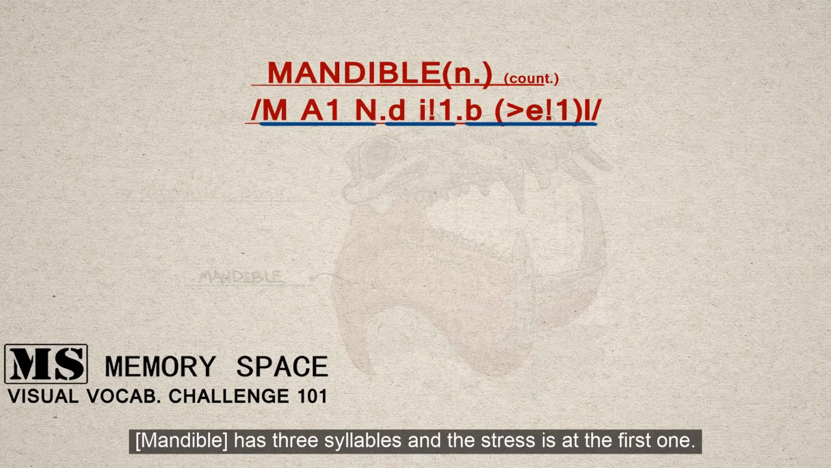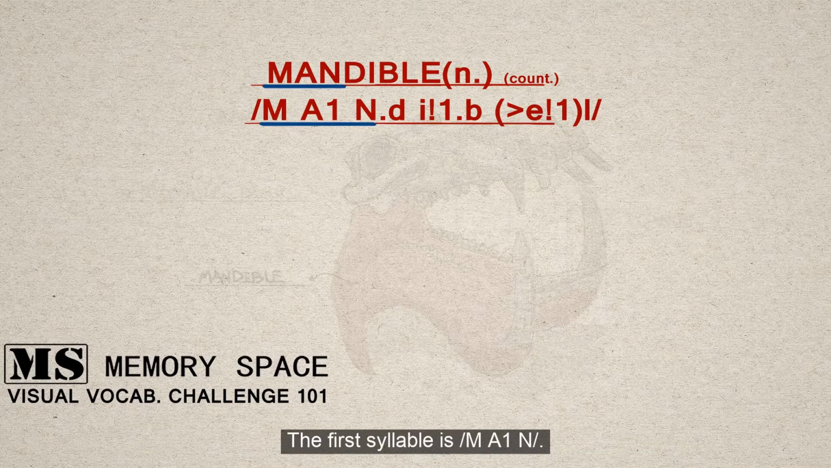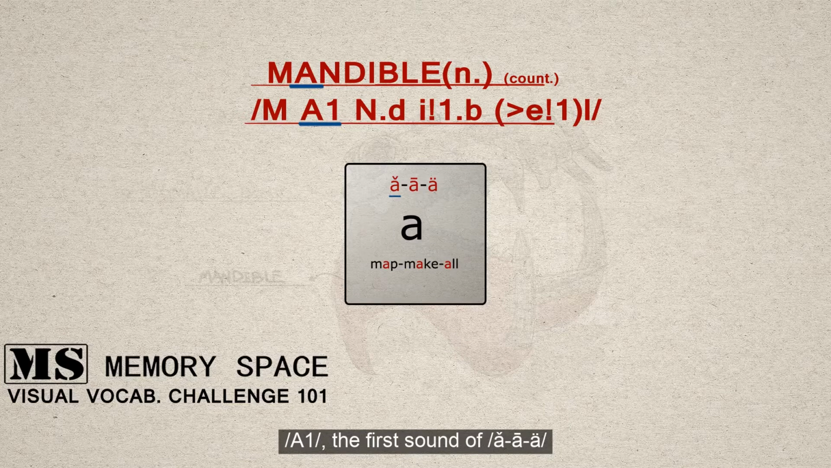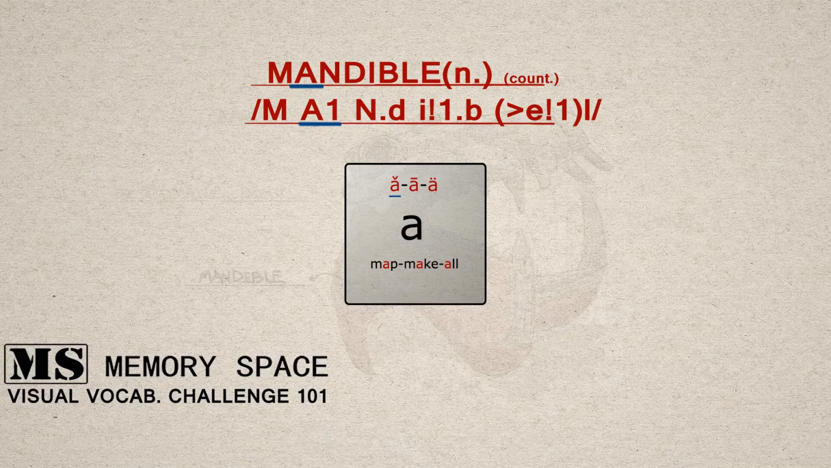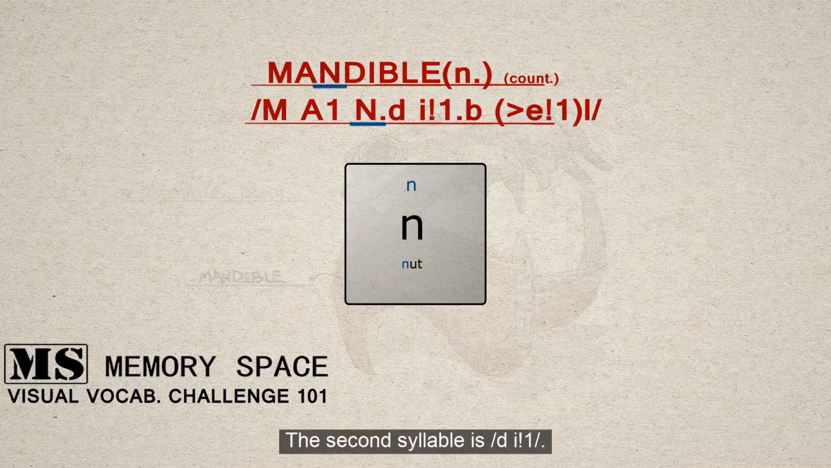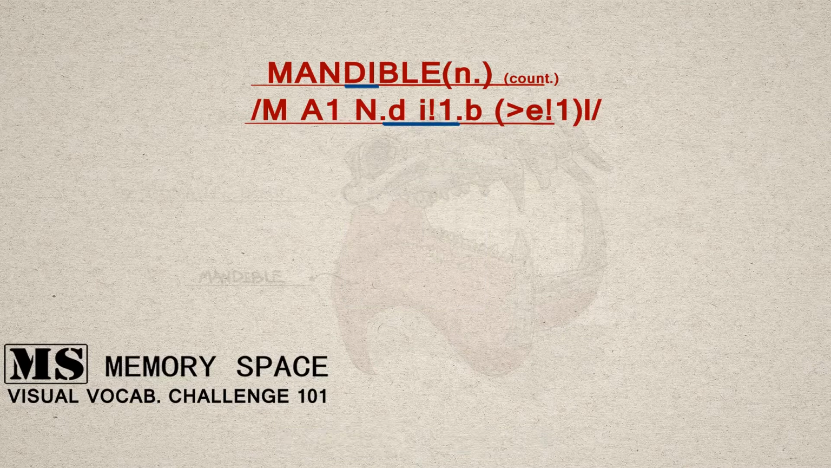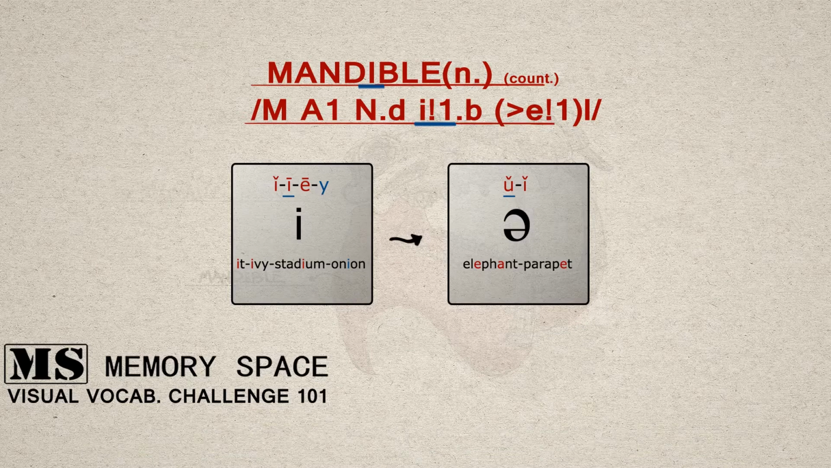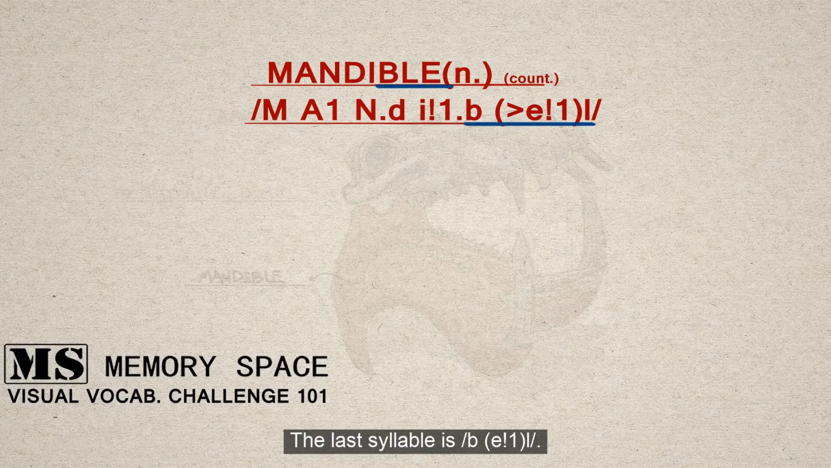Mandible has 3 syllables and the stress is at the first one. The first syllable is man. A. The first sound of a, r. The second syllable is di. The first schwa sound reduced from i. The second sound of e, i, y. The last syllable is ble.